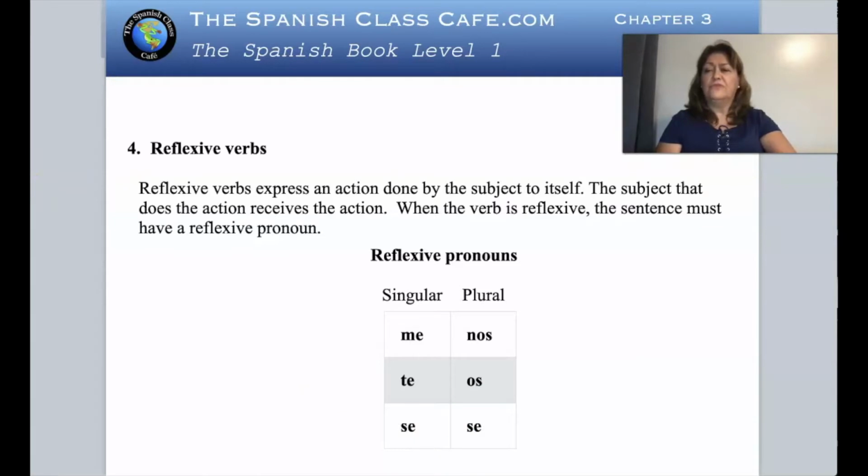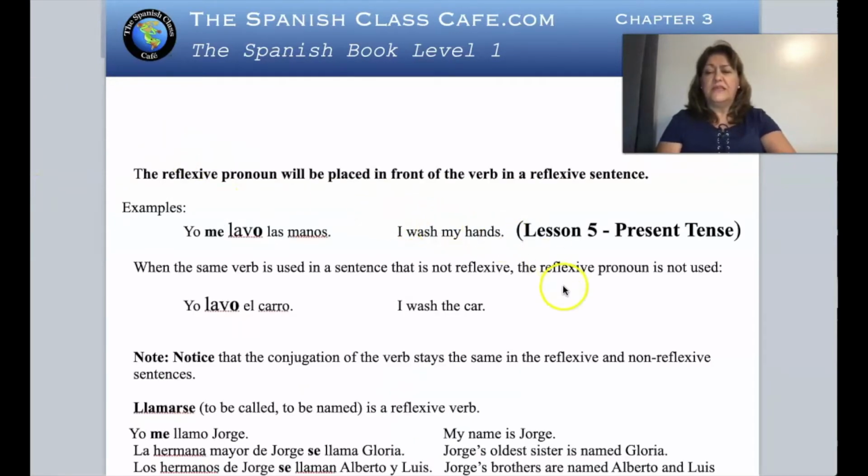Let's go to the next page in here. And how do we use them? How do we use the reflexive pronouns? We will place the reflexive pronouns in front of the reflexive verb. If we have a reflexive verb that will be here, lavarse, to wash oneself, then we do need to use the reflexive pronoun right in front.